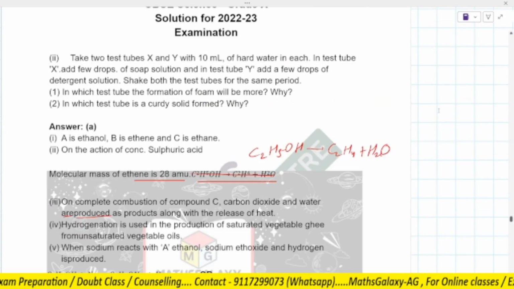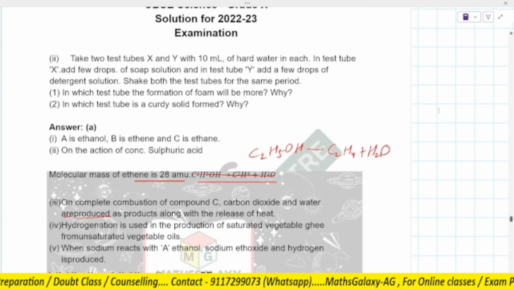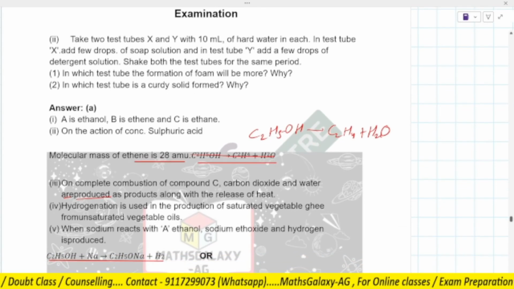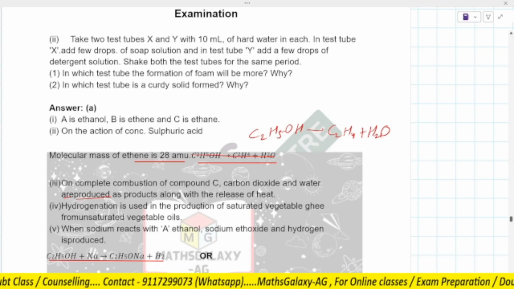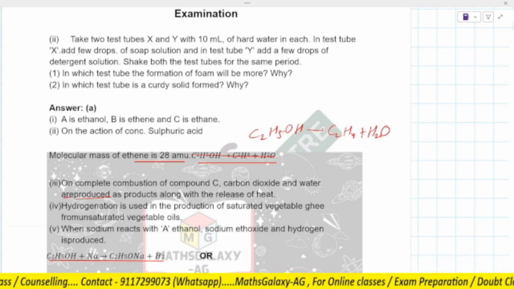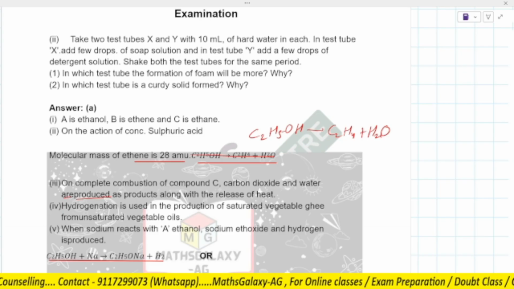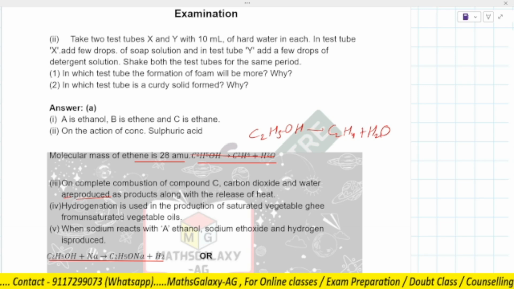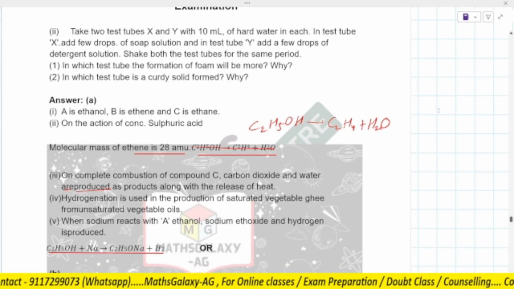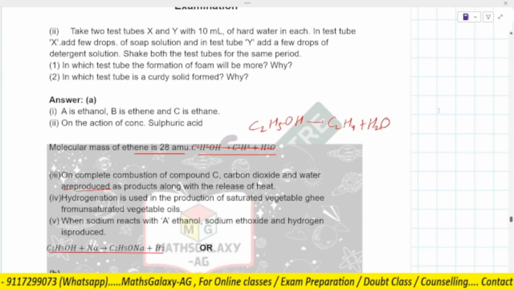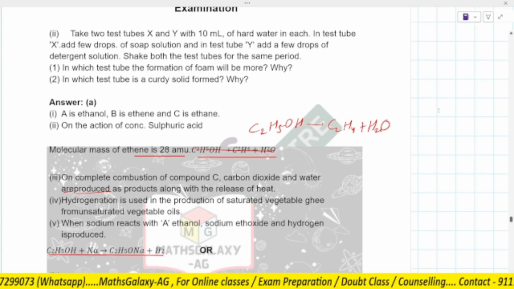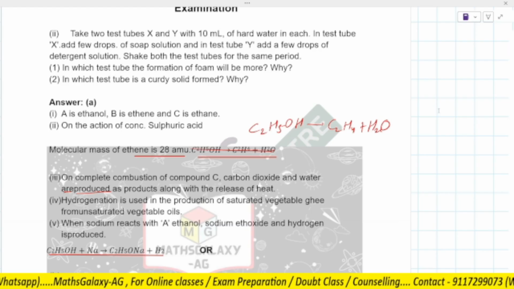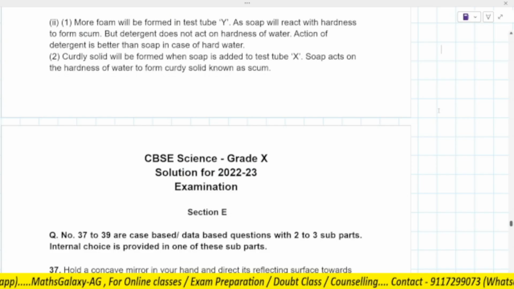After this, in which test tube is curdy solid formed, and why? I think it will be X. Curdy solid forms in the soap solution, and X holds the soap solution, so that's why it will be in X.